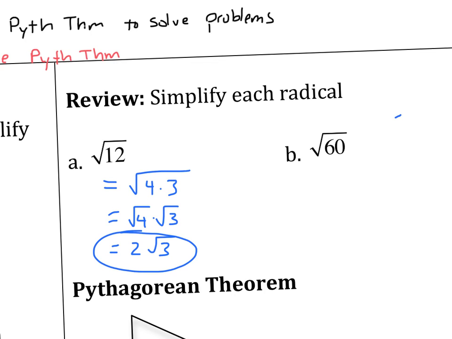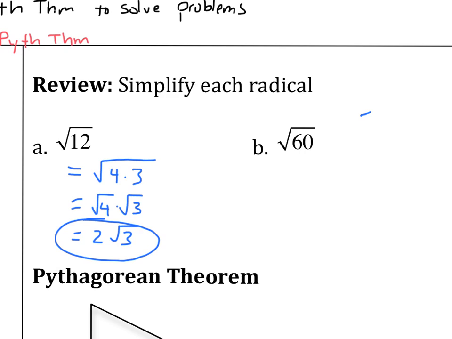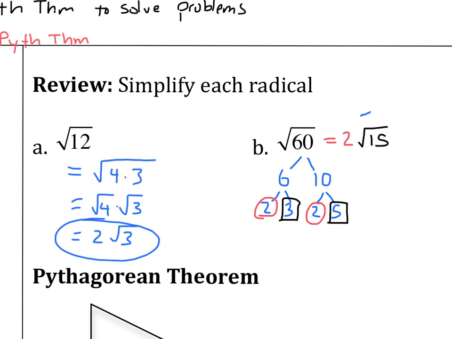Alternatively, say for letter B here, we could split in anything we want. So for example, 6 and 10. Now the 6 reduces to 2 and 3. And 2 and 5. So now we begin to look for our repeats. So one of the 2's comes out. And notice 3 times 5 stays in, which is 15. So there is my simplified radical form there.